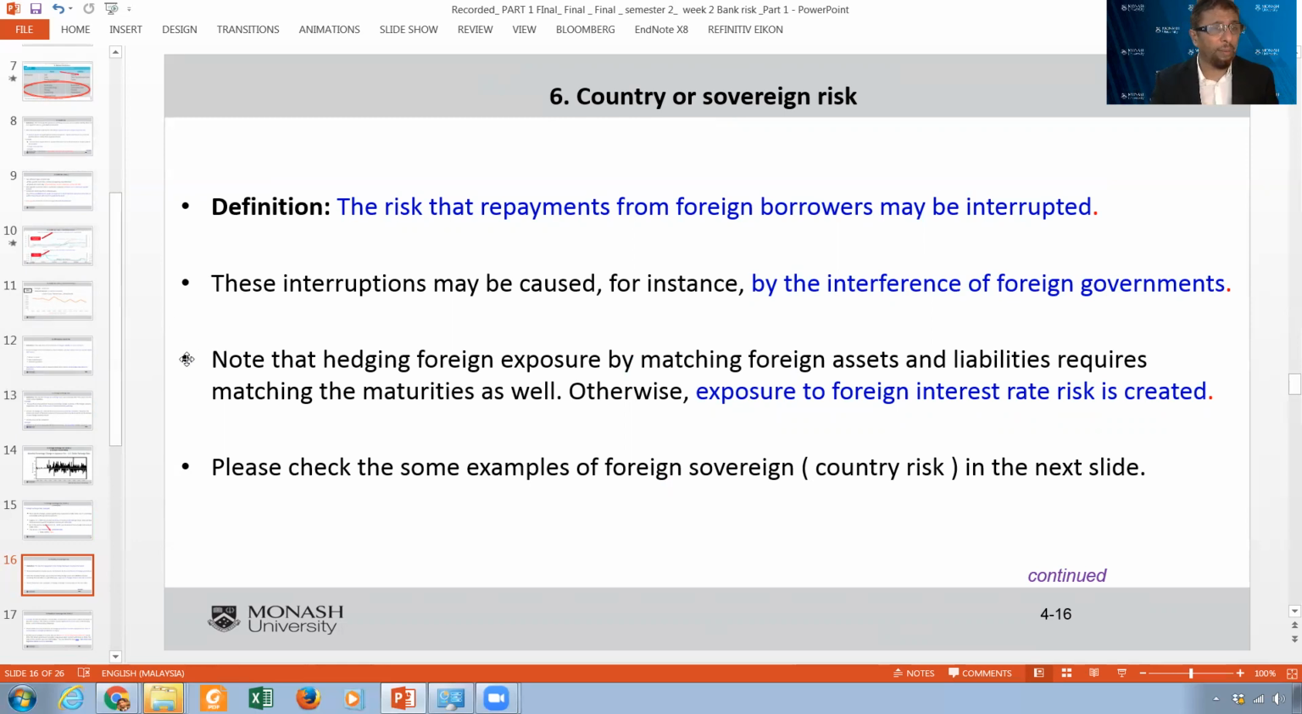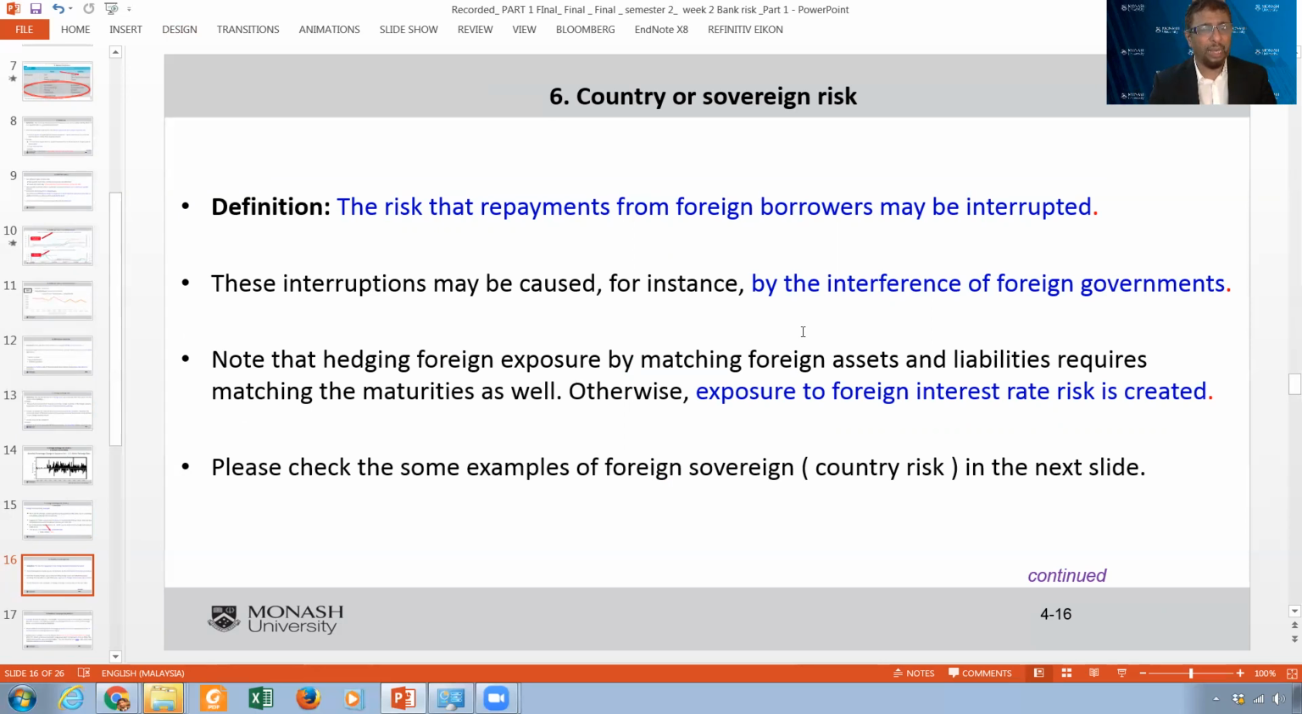Now, I will give you an example here. As I told you, it's caused by foreign governments. By the way, in the last century we have had history where foreign governments confiscated the assets of foreign oil companies and banks. We have seen so many things happening over there.